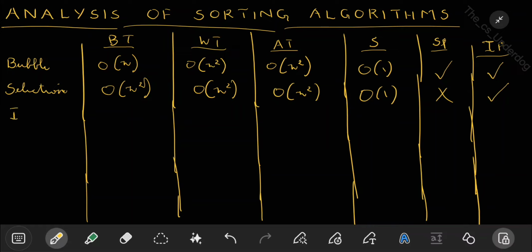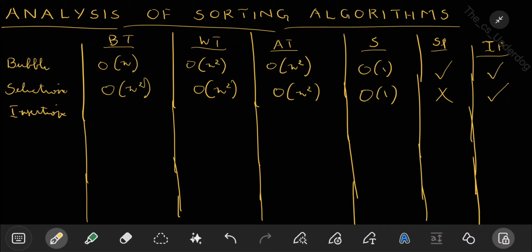Next is insertion sort. So what about insertion sort? In case of insertion sort, what did we learn? Insertion sort works similar to the way you sort playing cards whenever you keep them in your hands. You take the card which is available and insert it into the right place. That is where the name insertion sort comes from.